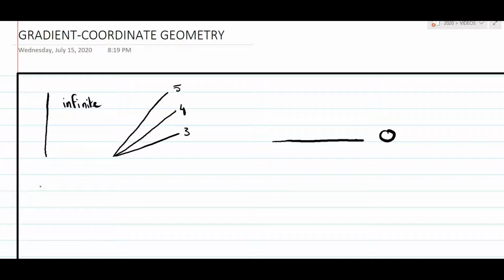Now in maths, the gradient can be written as m, and the formula for finding the gradient is m equals y2 minus y1 upon x2 minus x1. Now we will apply this formula to find the gradient in some questions.